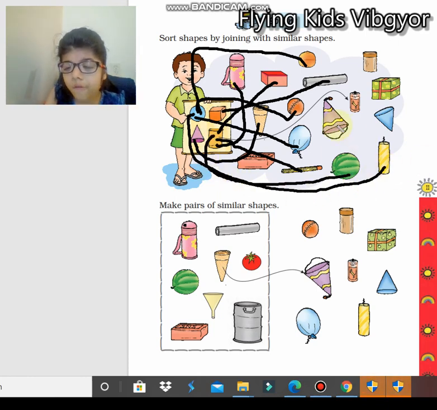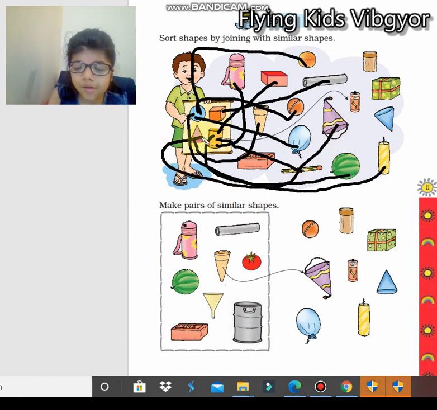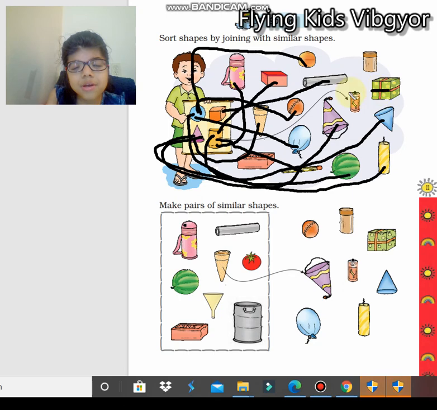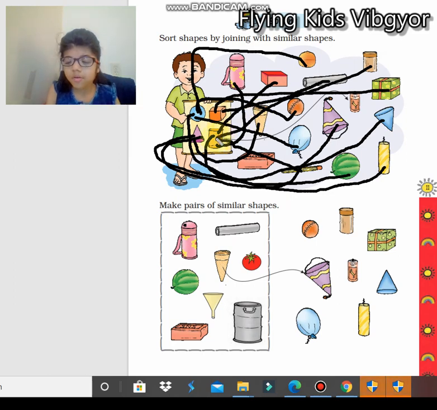What about this birthday cap? Cone. Right, where is the cone? Here we matched it. And what about this cone shaped thing? It's a cone. Right, so this will also go to the cone. What about this birthday gift box? It's a cube. Right, so it goes straight away to the cube. And this last one? It's a cylinder. Right, so it goes to the cylinder object.